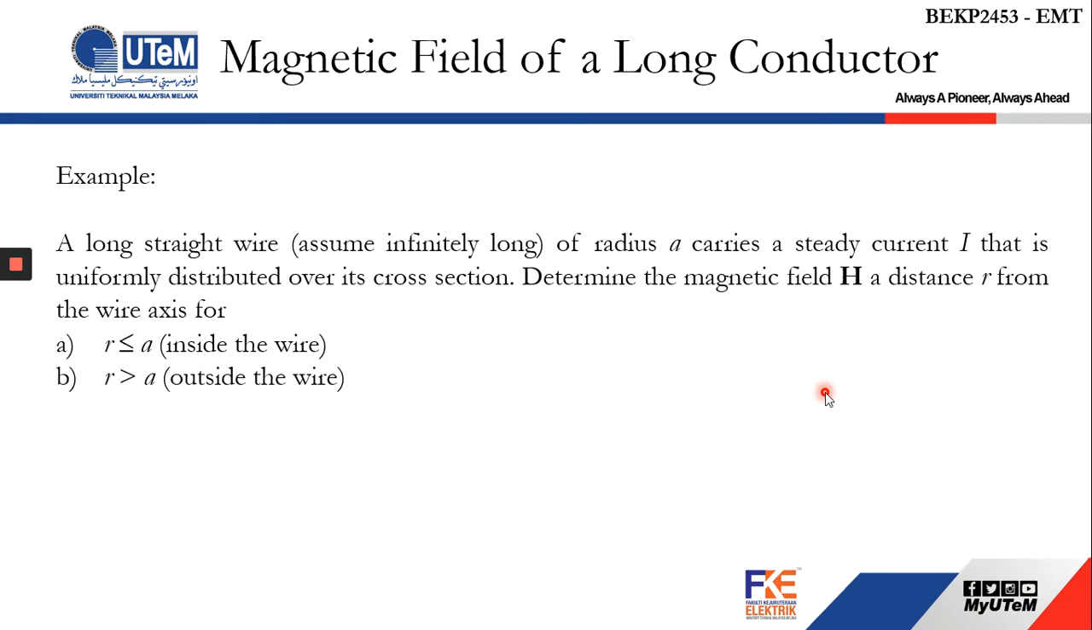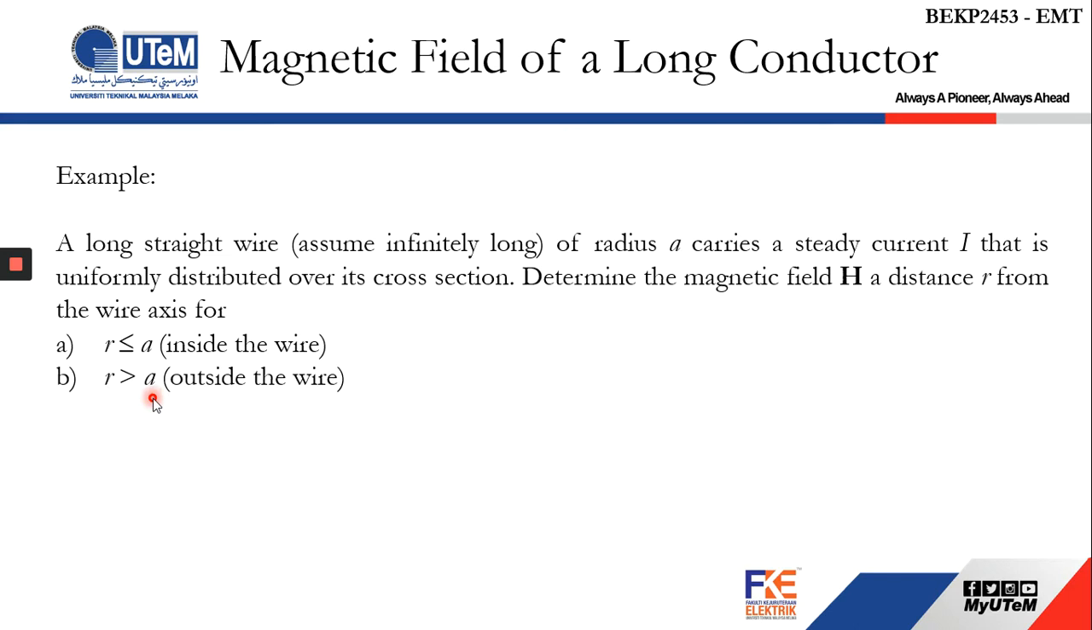Let's look at how Ampere's law simplifies the calculation under the symmetrical condition. A long straight wire, assume it is infinitely long with a radius A, carries a steady current that is uniformly distributed over its cross section. Determine the magnetic field H at a distance R from the wire axis for two conditions. Condition 1, the distance is less than the wire's radius. And condition 2, the distance is larger than the wire's radius.